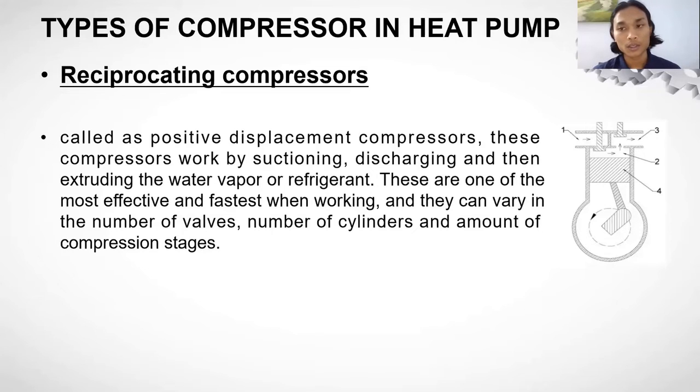Okay, for our third slide is the types of compressor that have been used in the heat pump. First is the reciprocating compressor. The reciprocating compressor is called a positive displacement compressor. This compressor works by suctioning, discharging, and then extruding the water vapor or refrigerant. These are one of the most effective and fastest when working, and they can vary in the number of valves, number of cylinders, and amount of compression stages.